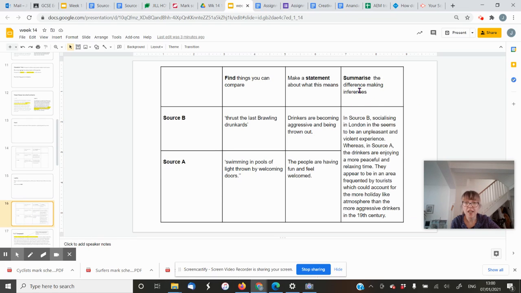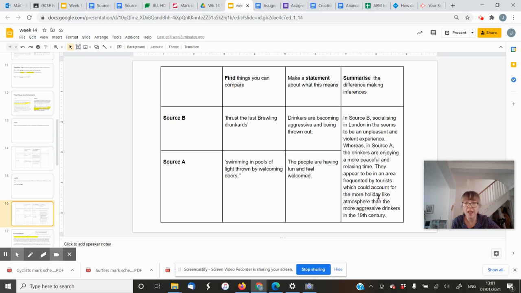So what we can say is that in source B, and it's perfectly fine to use the word source B, source A, rather than typing out the name of the text. In source B, socialising in London seems to be an unpleasant and violent experience, whereas in source A, the drinkers are enjoying a more peaceful and relaxing time. They appear to be in an area frequented by tourists, which could account for the more holiday-like atmosphere than the more aggressive drinkers in the 19th century.